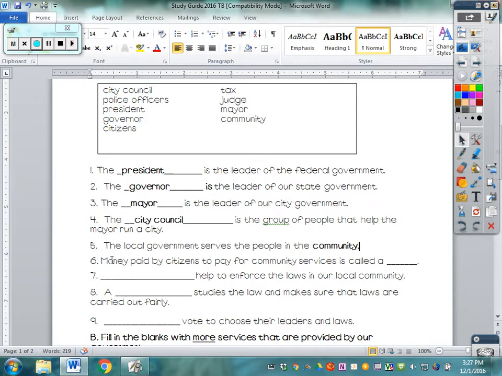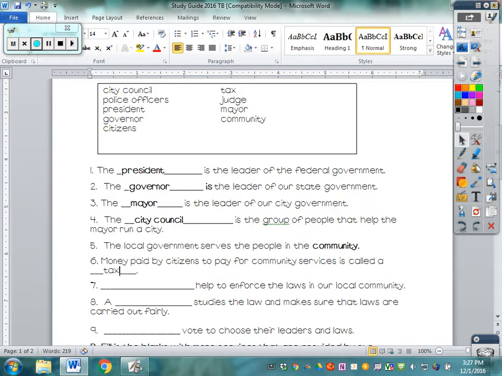Okay. Money paid by citizens to pay for community services is called a what? And this is a tax. We talked about how all our government collects taxes so that they can pay for police officers, for the roads to be fixed, that kind of thing. All the different parts of government collect taxes.